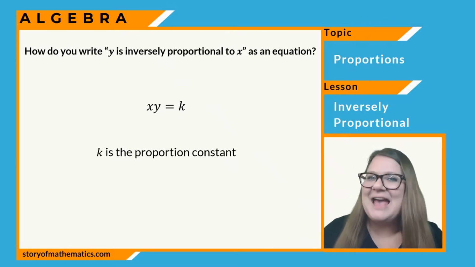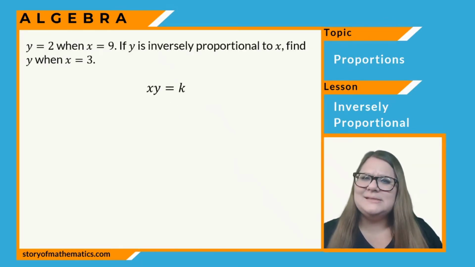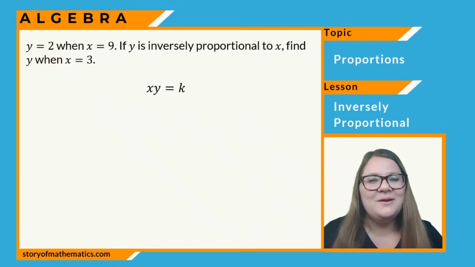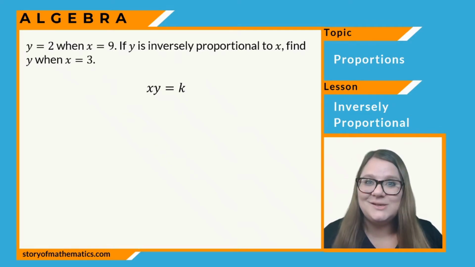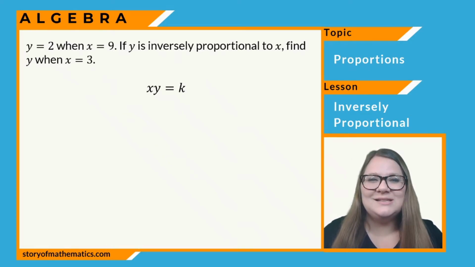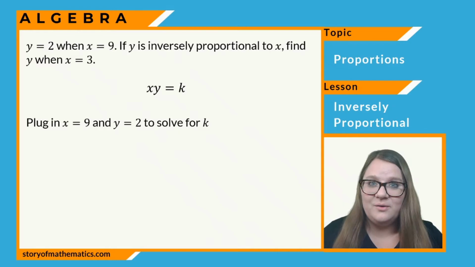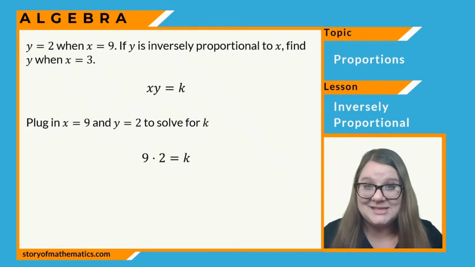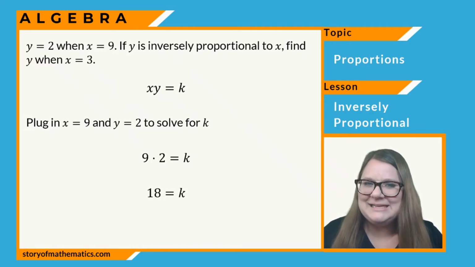Let's take a look at an example. Let's say y equals 2 when x equals 9. They're inversely proportional variables, and we want to find out what y is when x equals 3. So since they're inversely proportional, we say x times y equals k, and we're going to substitute in our known pair. So x equals 9 when y equals 2. That means 9 times 2 equals k, or k is 18.